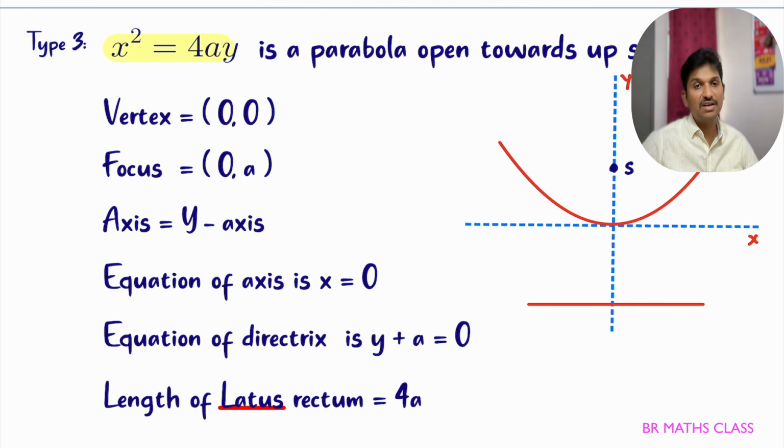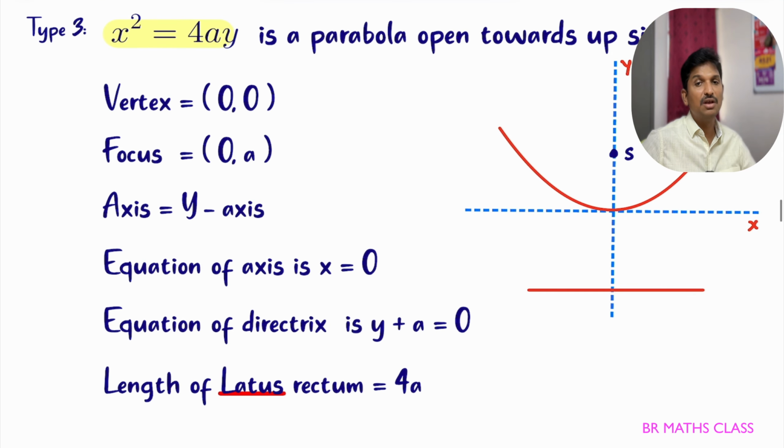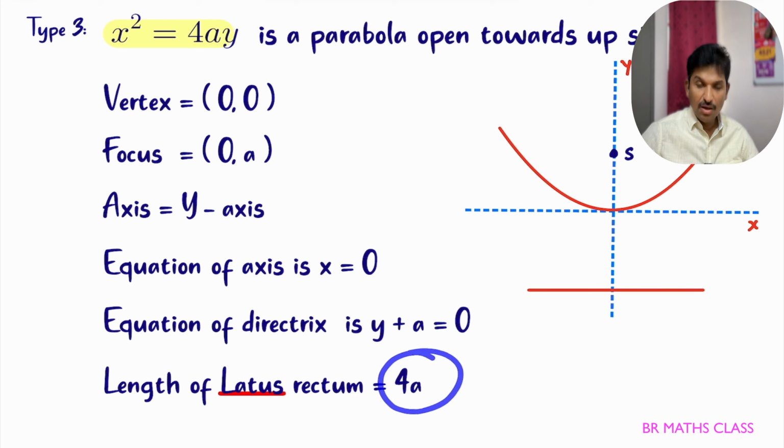Last one, length of latus rectum. In all the types we have in our syllabus, the length of latus rectum of the parabola is 4a. With this, you learn 3 types of parabolas.